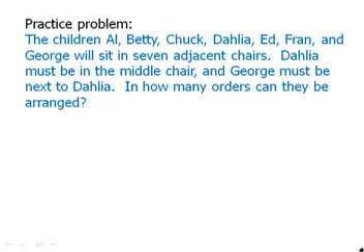Okay, so we have 7 children with nice alphabetical names. We're going to sit them in adjacent seats. Dahlia must be in the middle chair and George must be next to Dahlia. So that's our restriction. How many different orders can there be arranged? Notice that if there were no restrictions, then the total number of orders would just be the product of 7 times all the numbers less than 7. That would be easy. But that's not what we're asked here. So we have to think about this.